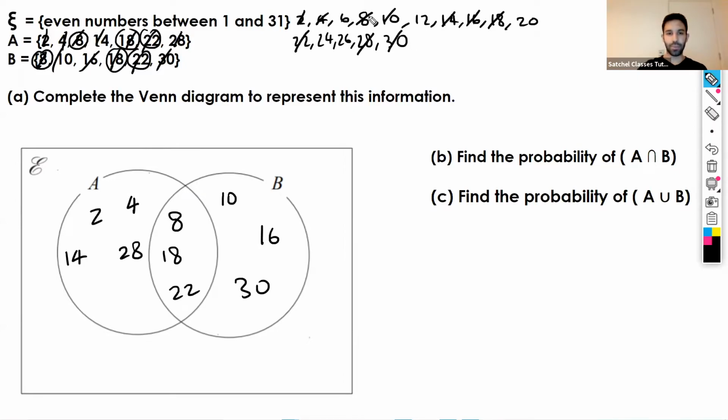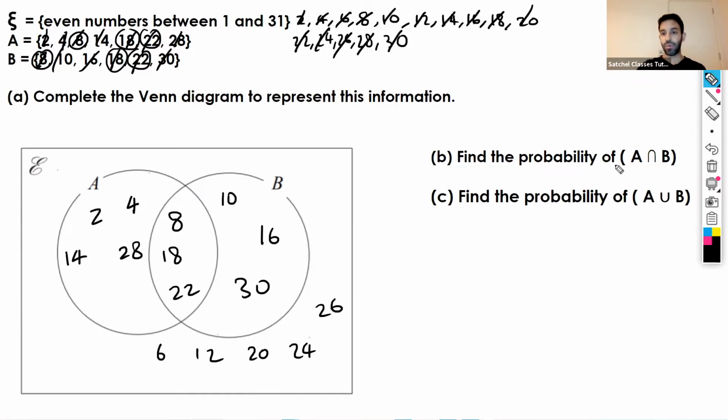And the remaining numbers, so we have a 6 that's remaining. We have a 12 that's remaining. We have 20, 24, and 26. So that's all of our numbers that have been allocated.